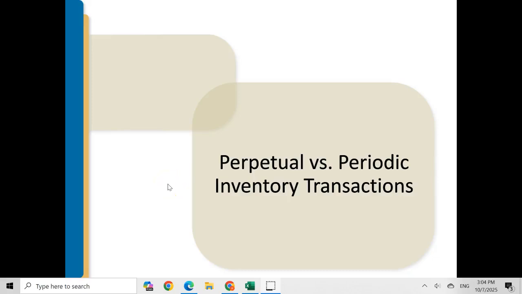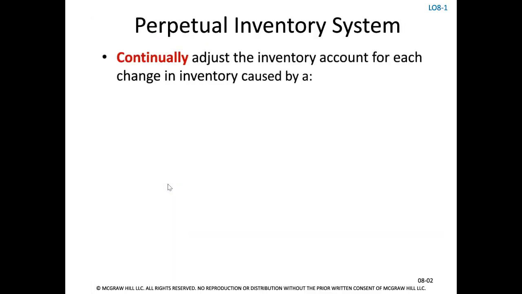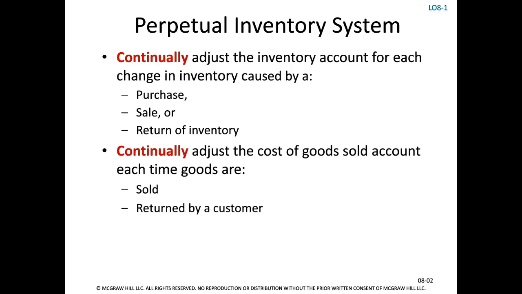Hello, in this video, we'll be going through the perpetual versus periodic inventory systems transactions. Quick recap for the difference between perpetual and periodic inventory system is that the perpetual inventory system continually adjusts the inventory and the cost of goods sold account each time there's a purchase, a sale, or return of inventory, depending on which account it affects.